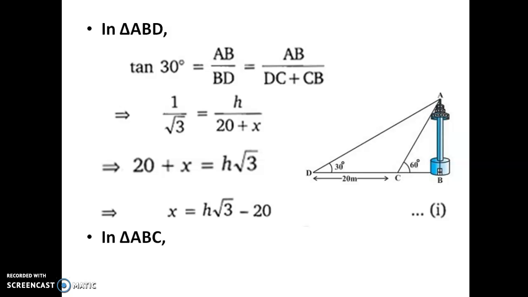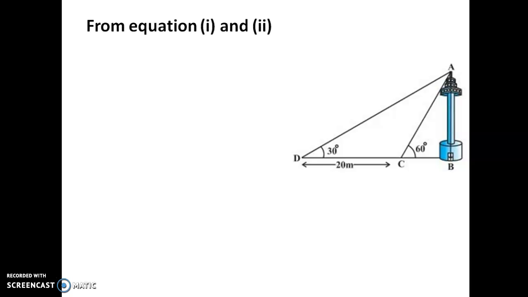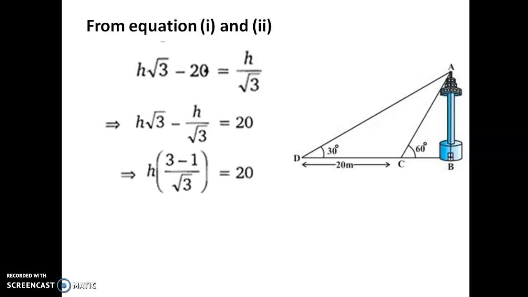Then with the next triangle ABC, there also tan 60 equal to opposite by adjacent, that is AB by BC. So you will get X in terms of H, that is X is equal to H by root 3. Now equate both 1 and 2. So you will get H root 3 minus 20 equal to H by root 3. So bring H to one side, and if you simplify, you can get H value as 10 root 3.